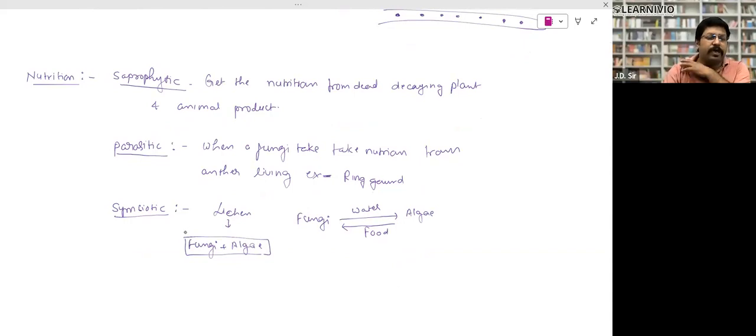So fungi have three kinds of nutrition. The majority of them are saprophytes. Some are parasitic and symbiotic. Is that clear to all of you? Sarah? Yes, sir. Nabia, are you getting it? Sizo? Yasir?